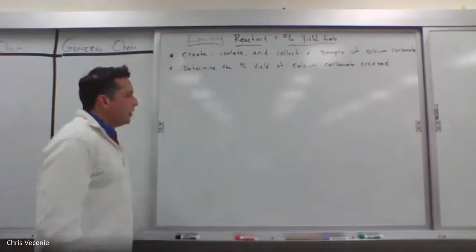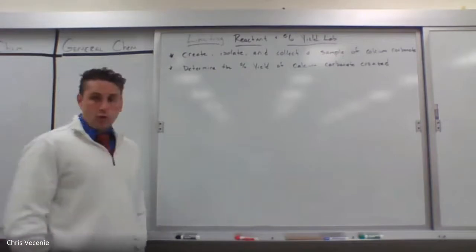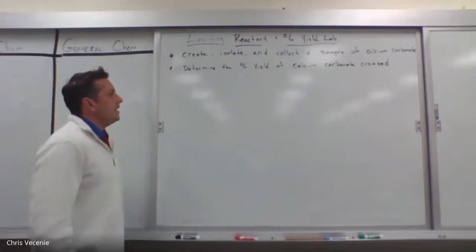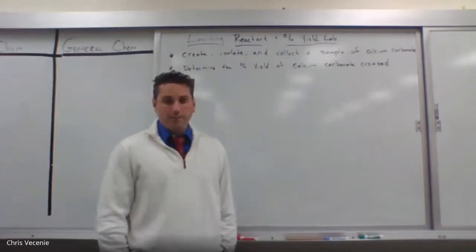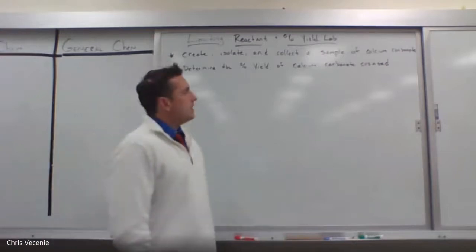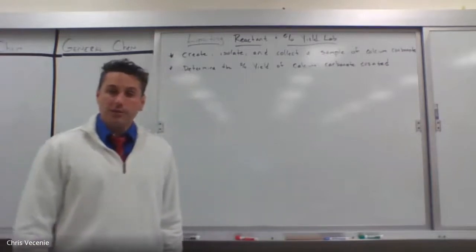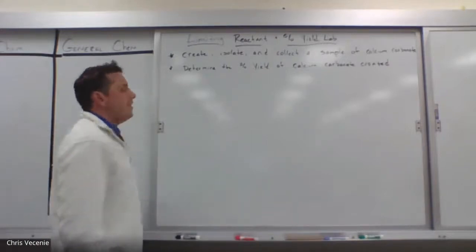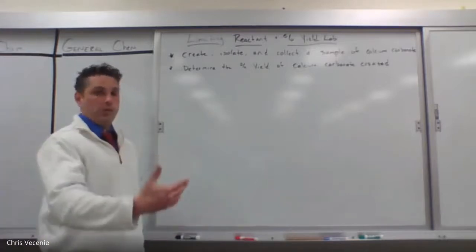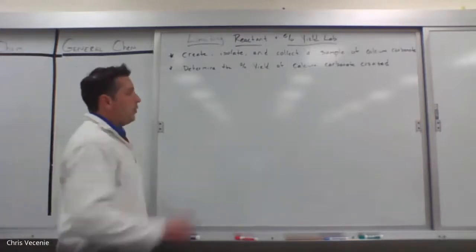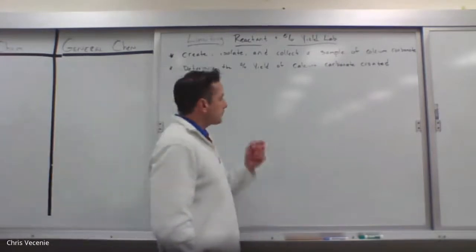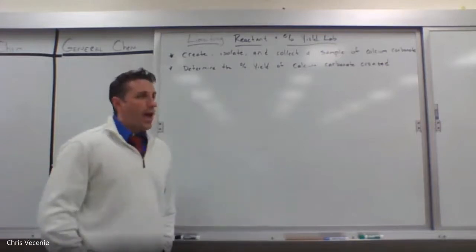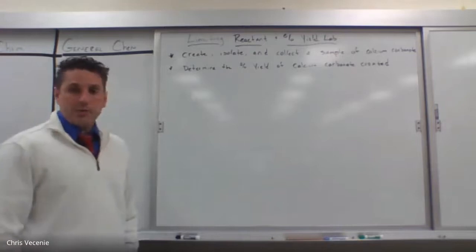If you're taking a look up here, you're going to see that we've got two goals to accomplish. Goal one, we want to create, isolate, and collect a sample of calcium carbonate. The reason we're able to do that is because calcium carbonate is a solid that doesn't dissolve in water. Now that we know that's what we're supposed to be creating, we can calculate how much of it we're supposed to get, the theoretical yield, and then we can go into the lab and actually conduct the experiment and measure how much we really got, our actual yield. And once you know your actual and theoretical yields, you can get a percent yield.